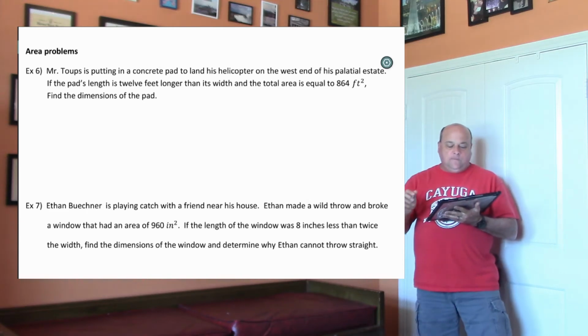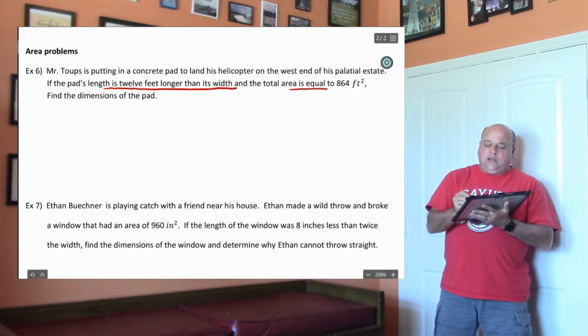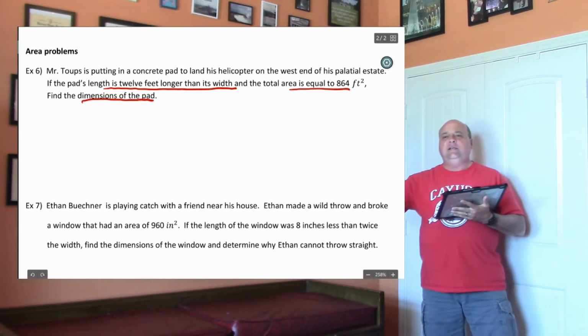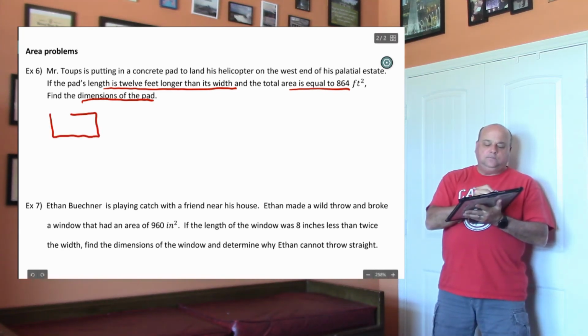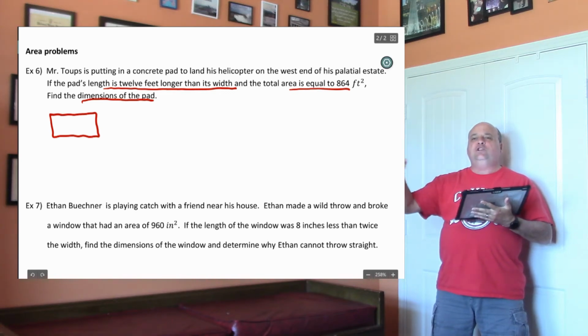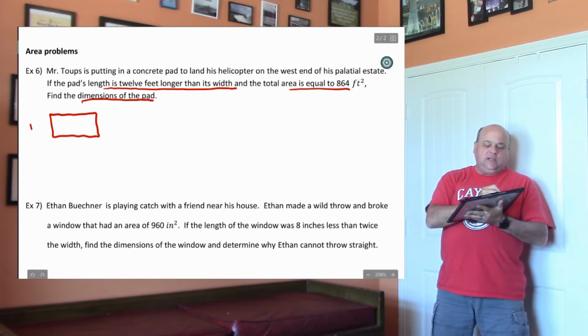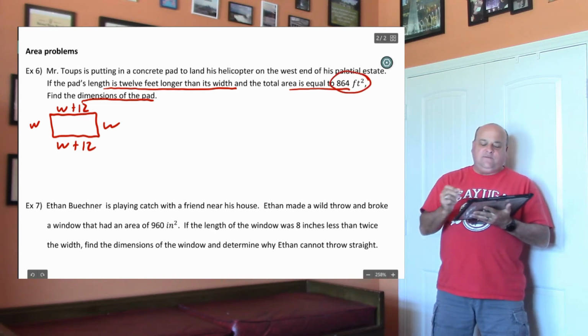On this one right here, the pad's length is 12 foot longer than its width, and the area is 864. Find the dimensions of the pad. This is a little tedious, okay? So draw a rectangle, and then you want to figure out which one's the smallest, okay? The length is 12 foot longer than the width. The width is smaller. So let's put W and W, and the length is 12 foot more than the width. So put W plus 12. And the area is 864.